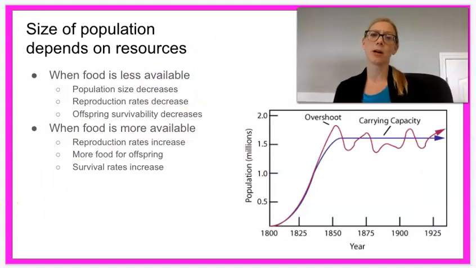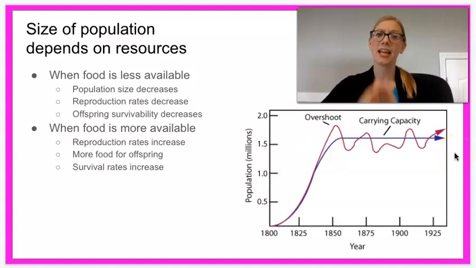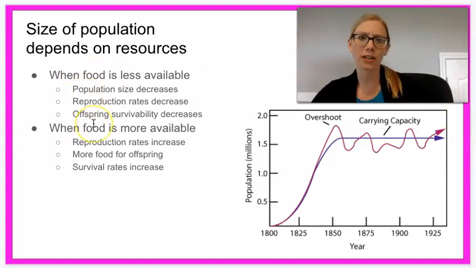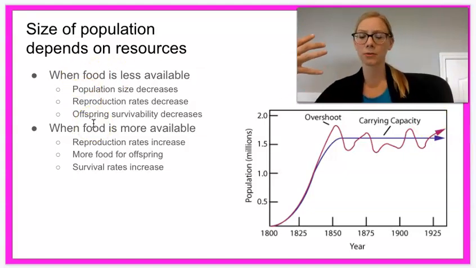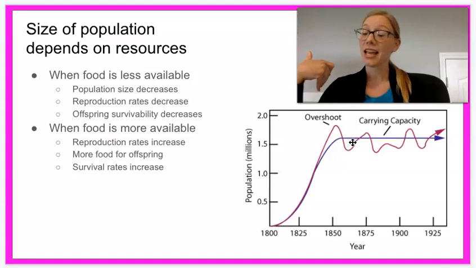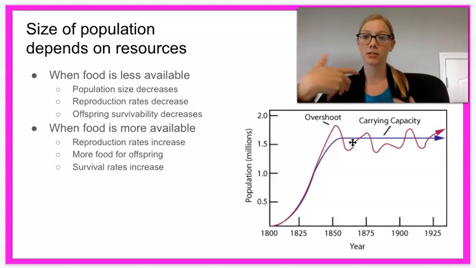And lastly, I want us to think about population size as really depending on resources. And we saw this before, our carrying capacity K. When food is available to a population, we're going to see that population kind of thrive. We're going to see size increase. More food, more offspring, survival rates are going to increase. And so we might actually see a little bit of an overshoot of our carrying capacity, our average, if you will, in our population size. But as those resources start to limit again, we're going to see that population decrease. When food starts to become less available, we'll see population size decrease, reproduction rates decrease, and offspring survivability decrease as well, because there's just not as much there.